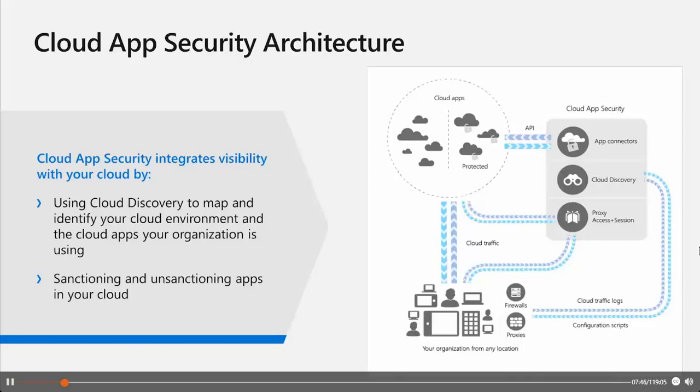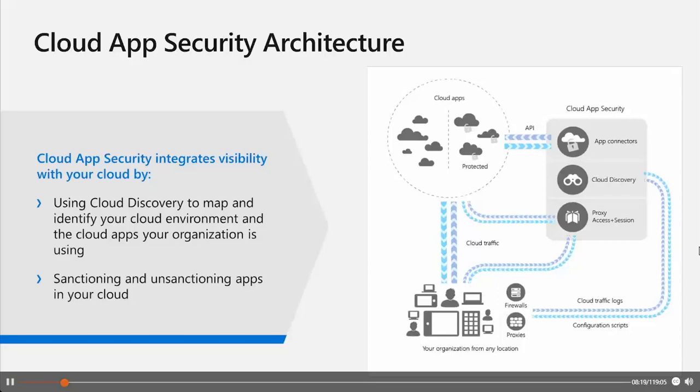Basically, with cloud discovery, you can use your traffic logs to dynamically discover and analyze the cloud apps that your organization is using. You can create snapshot reports of your organization's cloud use. You can manually upload log files from firewalls or proxies for analysis. Or you can set up continuous reports, for example, by using Cloud App Security log collectors to periodically forward your logs in that environment.